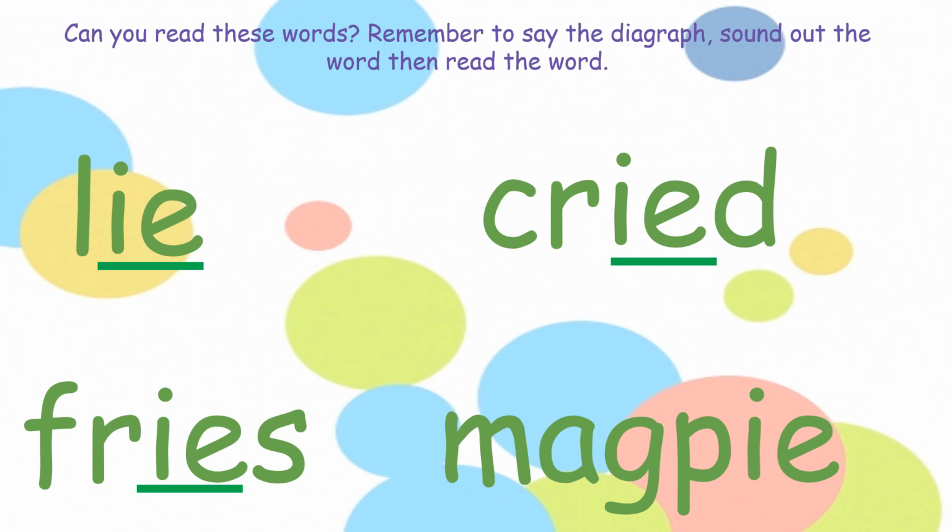And now our last word. Can you spot the digraph that makes our I sound? Fantastic, there it is. And now let's sound out our word. M-a-g-p-ie, magpie. Superstars.